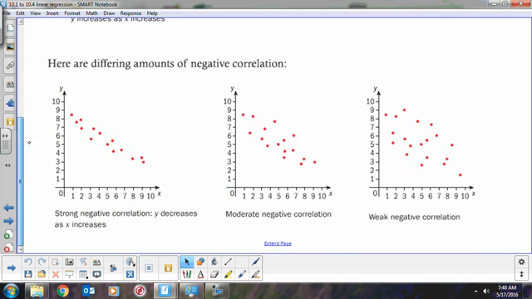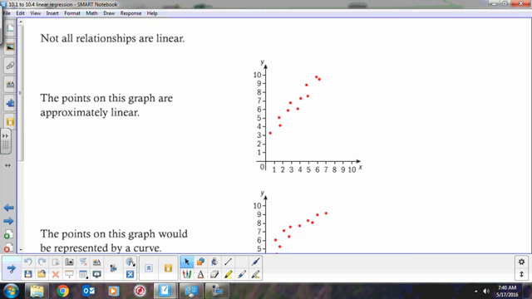Here is a relatively strong negative correlation. There's a moderate and there's a weak. So one of the things you want to do is graph it to see if there's a correlation that you want to explore.